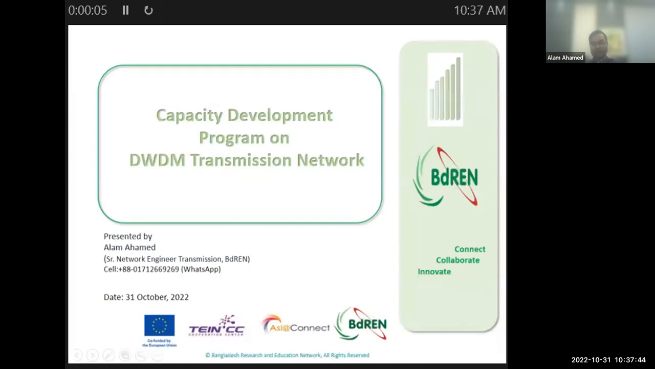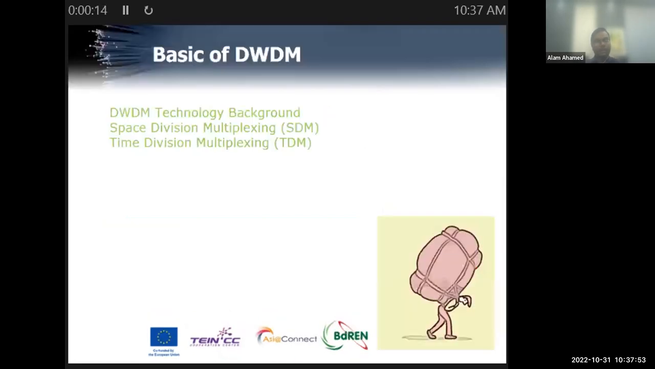Okay, in this slide, I have discussed the basic DWDM. DWDM technology background: space division multiplexing, SDM, and time division multiplexing, TDM. With the dramatic increase of voice services and emergence of various new services, specifically the quick change of IP technology, network capacity will inevitably be faced with a critical challenge.